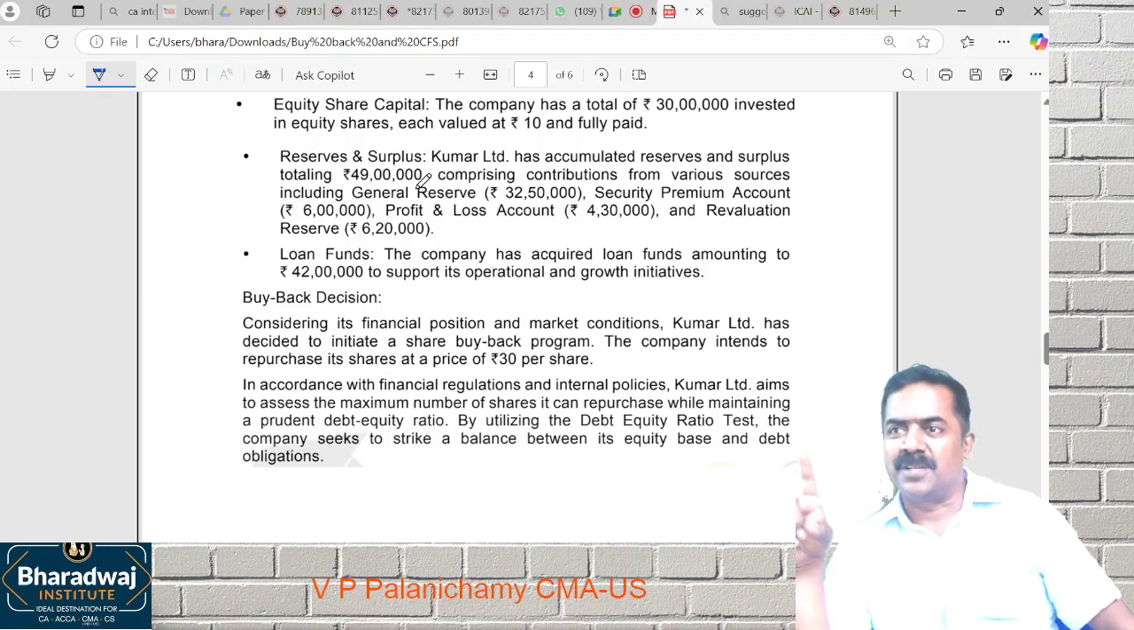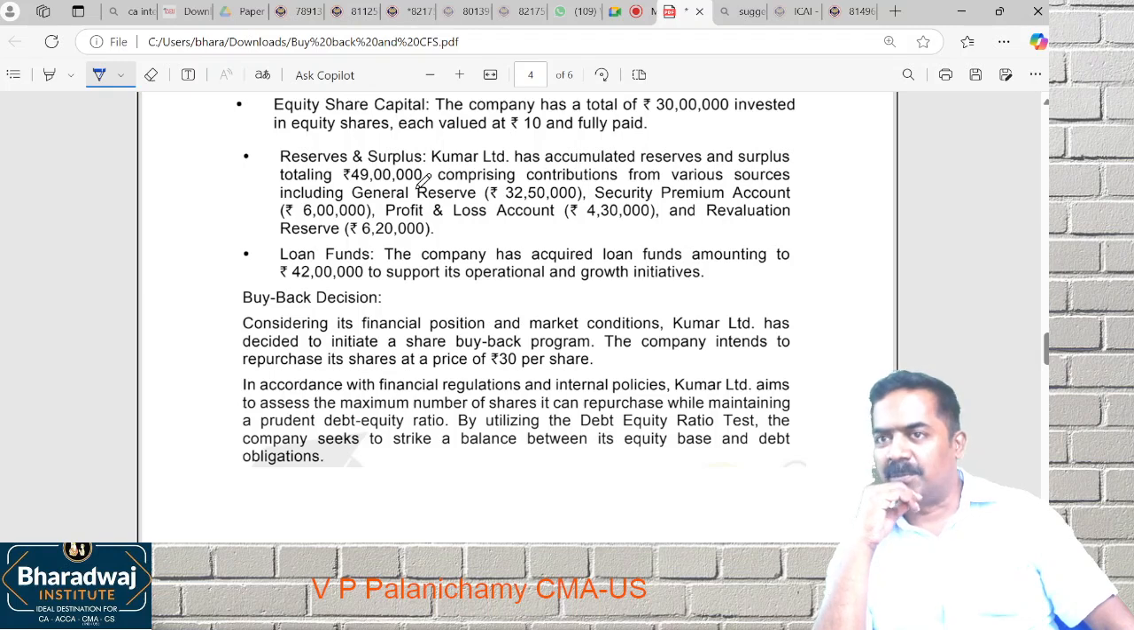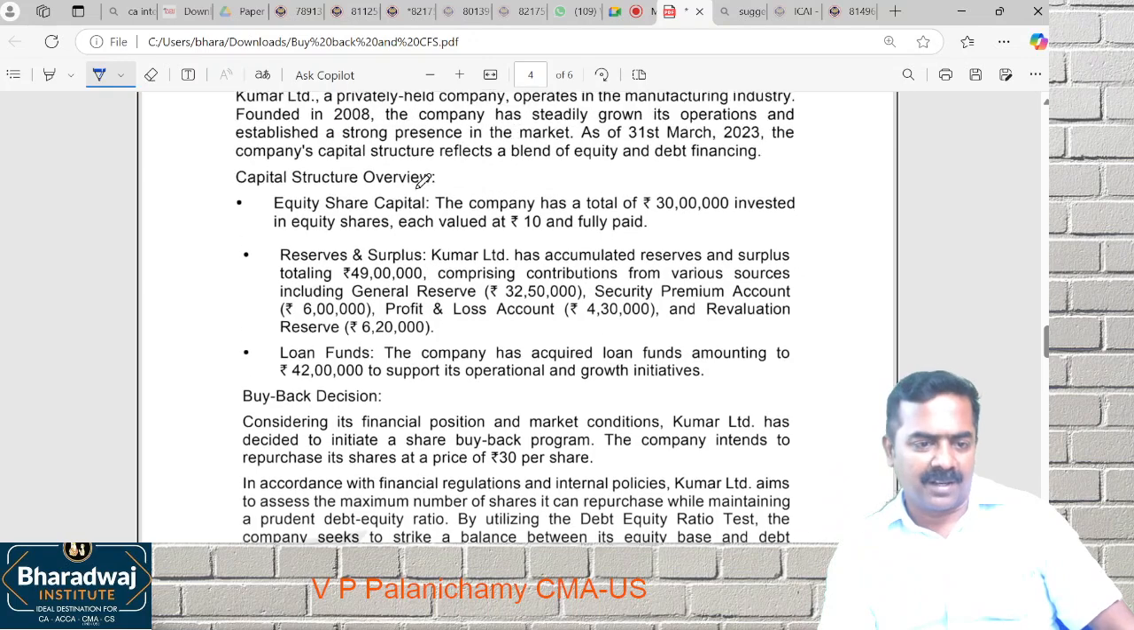Okay, the first one is using which one? Number of shares outstanding into what percentage can be purchased? 25%. Share capital plus reserves and surplus into 25% can be paid, and that gives how much can be purchased. Next, using the debt equity test, how many shares can be bought back? Then by applying all the conditions overall, how many shares can be bought back? Another question.